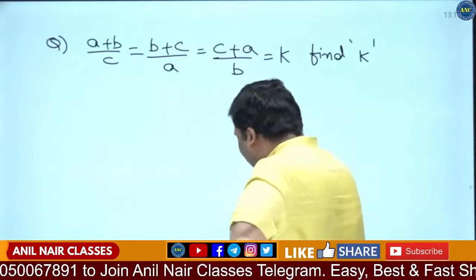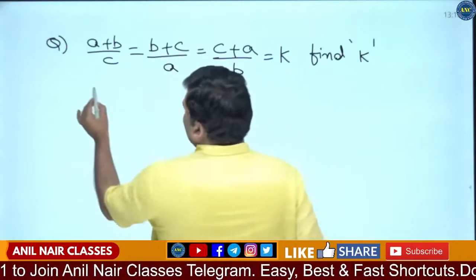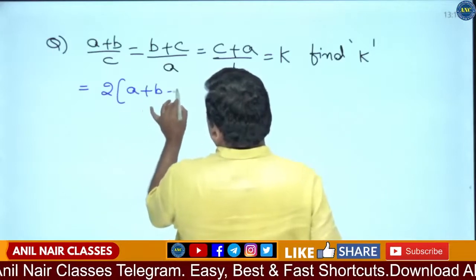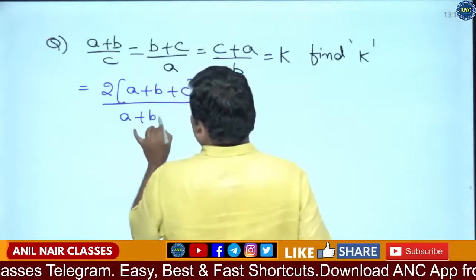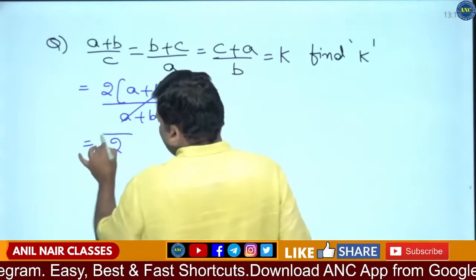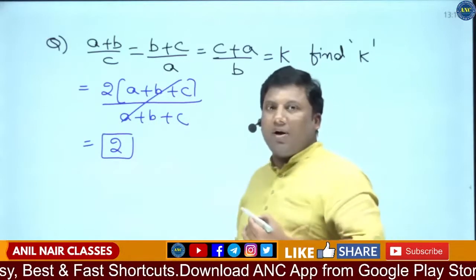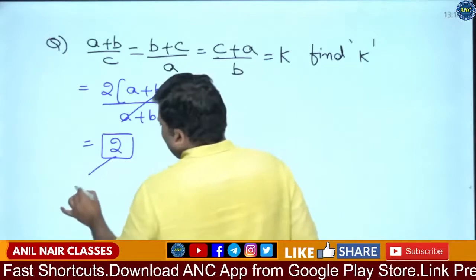Just by looking at this, using the first concept we discussed, the side ratios given are equivalent to A plus B plus B plus C plus C plus A, which is 2 into A plus B plus C by A plus B plus C. This will get cancelled. Most of the students will tick mark the answer as 2. The answer is definitely true. This is 2.